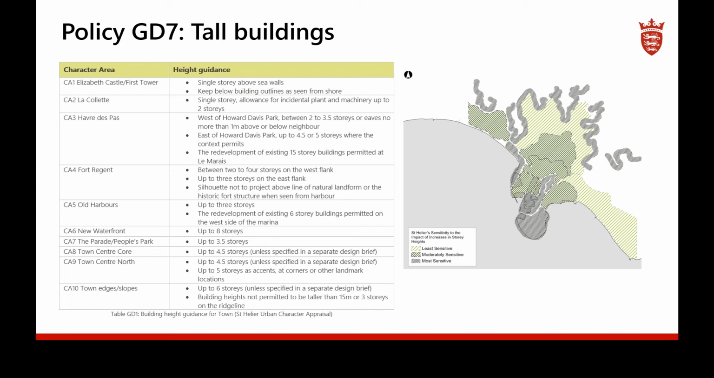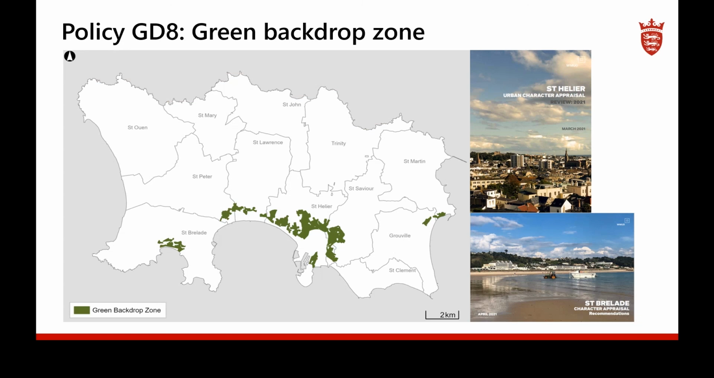So as set out in the plan, there's an indication of the scale of development that is considered might be acceptable and might be able to be accommodated in the different parts of the town. So you can see there's a link there between the policy framework and the guidance that's provided. That's the tall buildings policy.